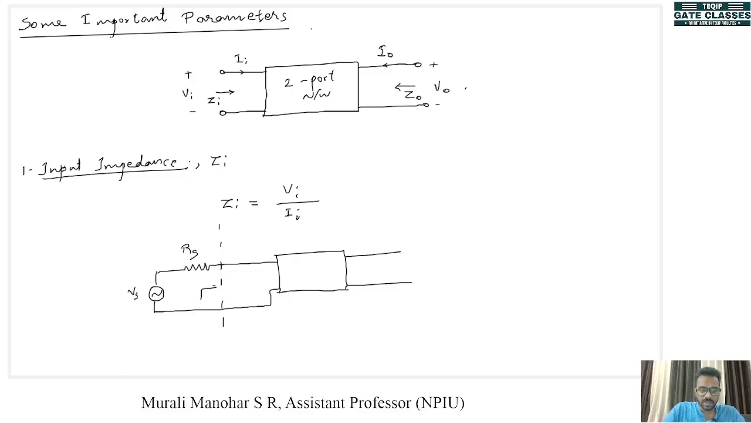We need to look from here and try to see the impedance after the source resistance. Here across this we will have Vi, and towards the input terminal we will have Ii. Okay, so we will start looking at the transistor after the source resistance, that is exactly at the input of the transistor. So this is input impedance. Now the next parameter is called output impedance, denoted by ZO.